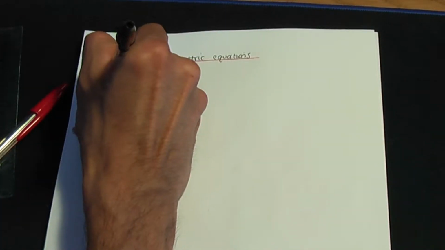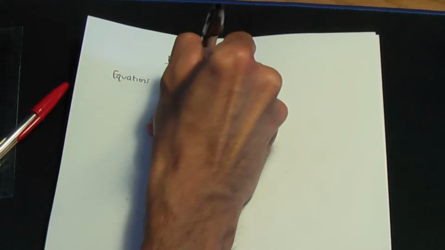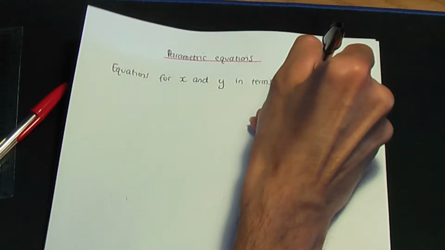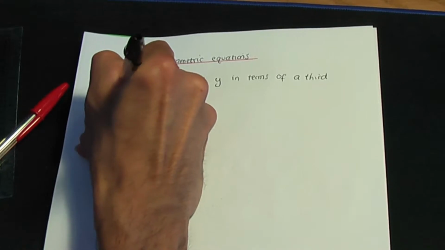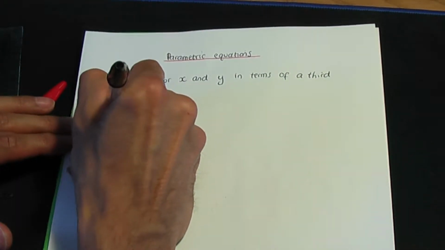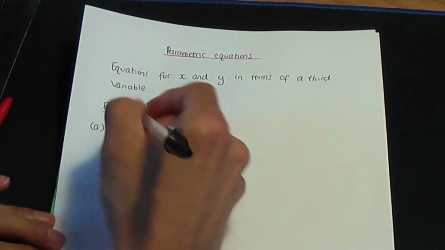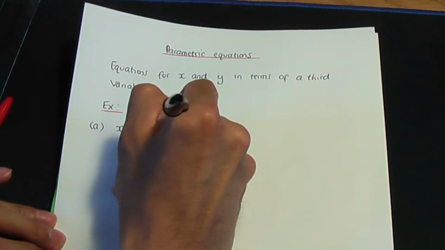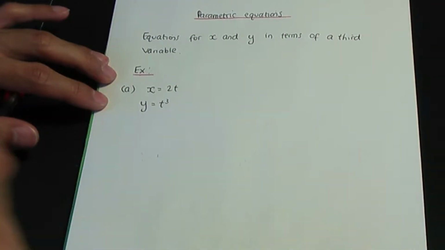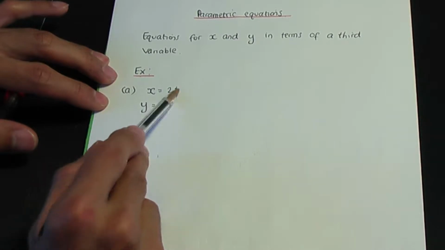Okay, so let me just say that these are equations for x and y in terms of a third variable. Okay, so let me give you some examples of parametric equations. So in this case, if I have x equals 2t and y is equal to t cubed, so here's one set of parametric equations. So over here I've got two equations for x and y in terms of a third variable, and the third variable being t.